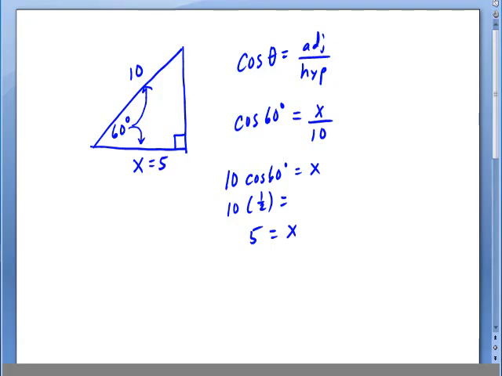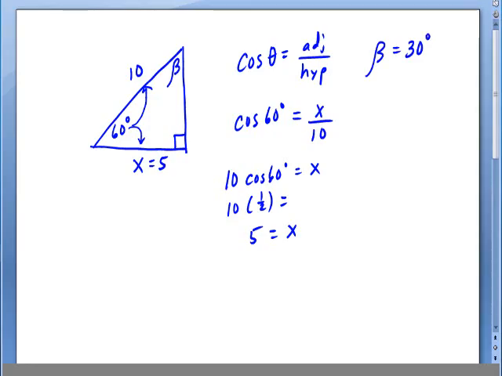Once I have established the fact that x is equal to 5, I can now use some easier geometry to go ahead and find the remaining angle measure and the remaining side. If I decide to call this angle beta, I really don't need to use any trig to find this, because since I have a triangle, I know that the three angles must add up to 180 degrees. I'm only missing 30 degrees because I already have 90 and 60. So very quickly we see that beta in this problem is 30 degrees.